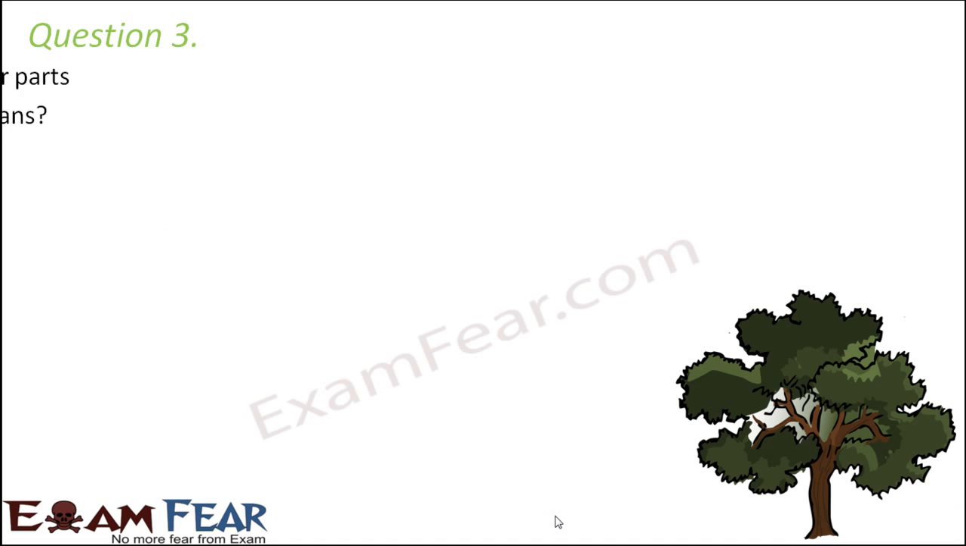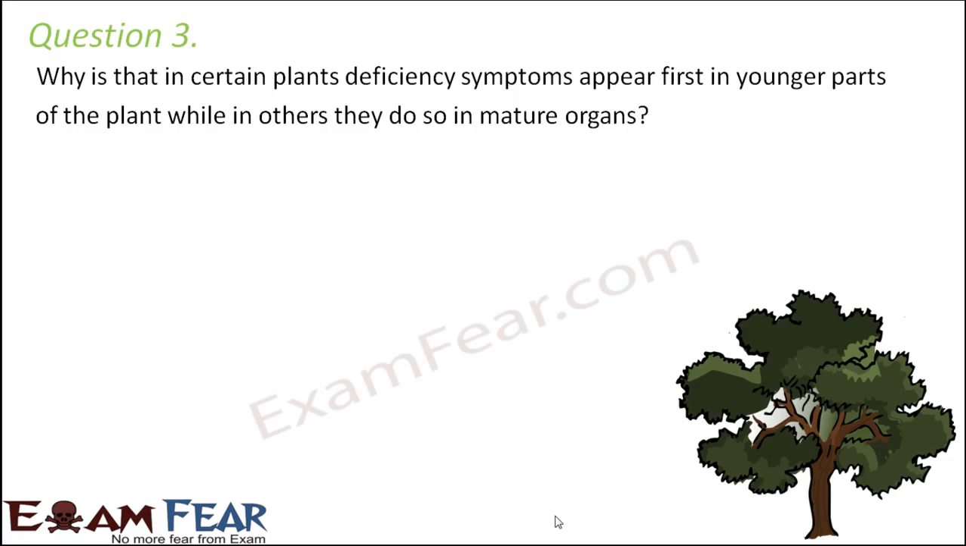Let us look at question number 3. Why is it that in certain plants deficiency symptoms appear first in younger parts of the plant, while in others they do so in mature organs? Now, as I told you, the minerals are not static, they are mobile. So the minerals are moving from one part of the plant to another. Now some minerals tend to move from younger parts towards the older parts, whereas some minerals tend to move from older parts towards the younger parts. So it depends upon the mobility of the mineral.